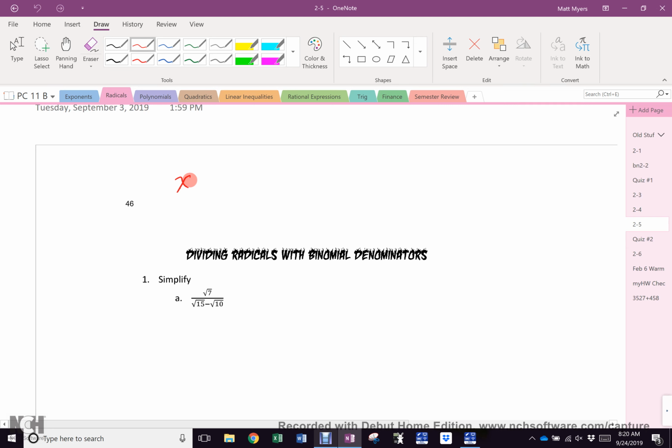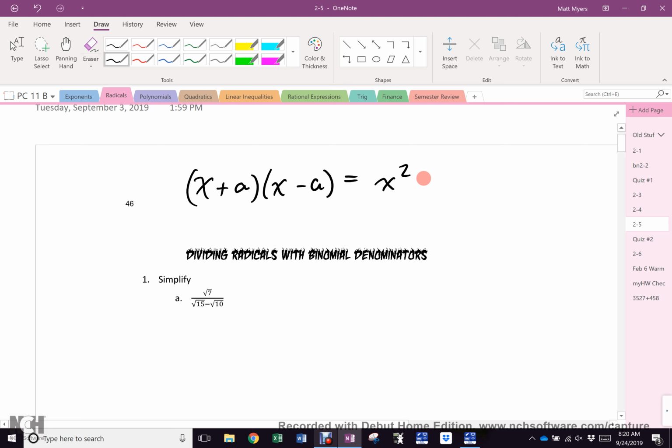x. If I have x plus a and x minus a, I get x squared minus a squared, right? The linear term drops out. Everyone knows this, yeah? Okay. This is what we call a conjugate.